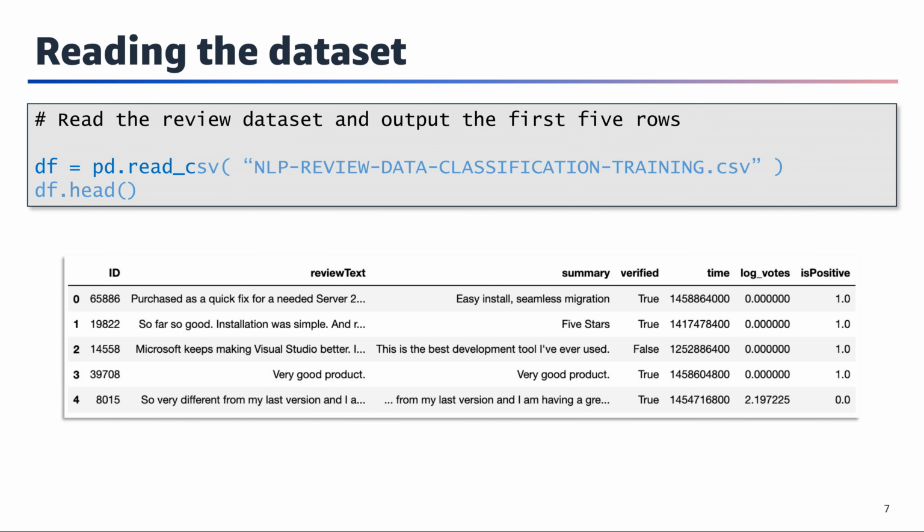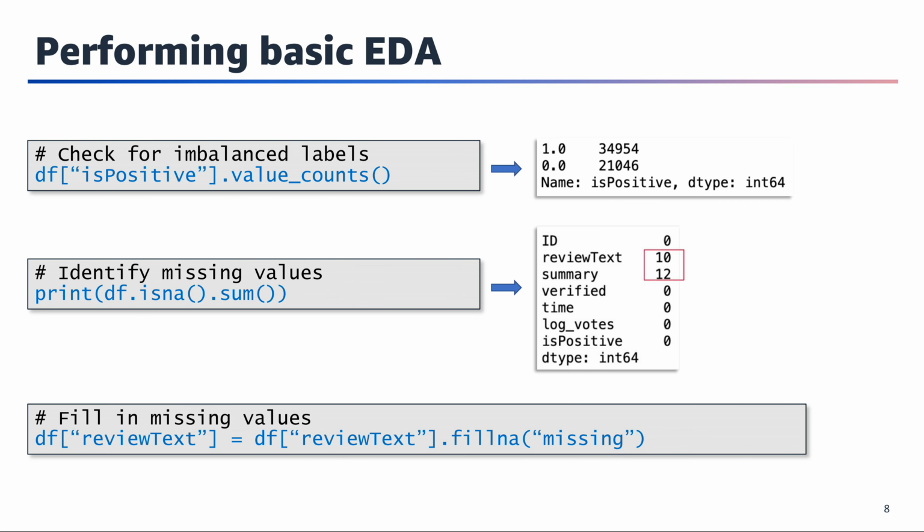The code snippet on this slide reads in a CSV file and assigns it to a pandas data frame object that is named df. The head method is then called on this data frame object to display the first 5 rows of the data frame and the column names. Next, basic exploratory data analysis should be performed. Some steps include looking at the value counts to check for imbalanced labels, identifying missing values, and handling those missing values by filling them in, for example.